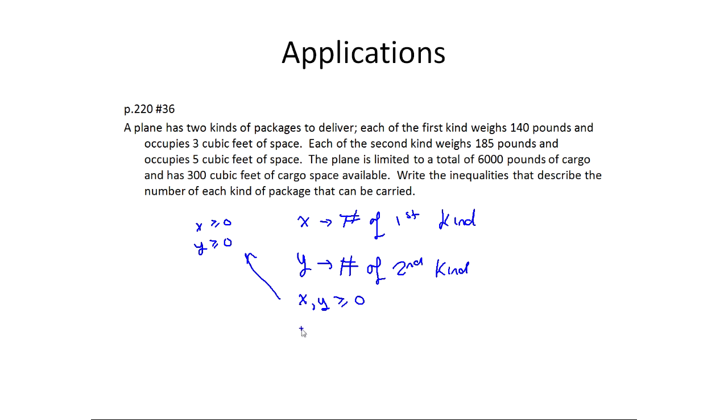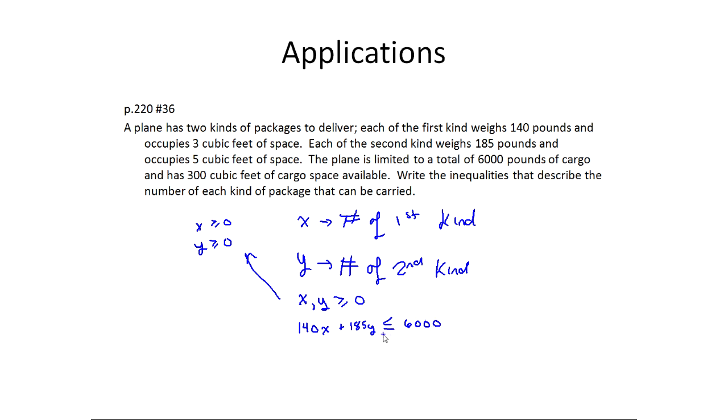Let's think about our 2 limits. We've got limits on poundage and we've got limits on space. So the first kind, for every one that I bring, takes up 140 pounds of the weight I can carry. And the second kind takes up 185. We're limited. We can't have any more than 6,000 pounds. So this has to be less than or equal. We could equal that 6,000 pounds.